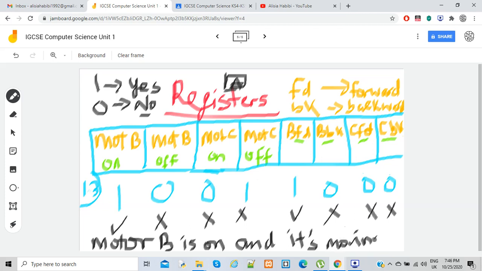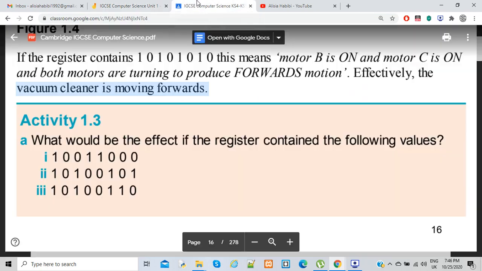Oops, there it is. I guess I utilized my space. All right, so again, forward as in FWD. So motor B is on. From this instruction, we can tell motor B is turned on because it says 1, and it is moving in a forward direction. All right, so that's the conclusion, guys, for this instruction, which is activity 1.3i.